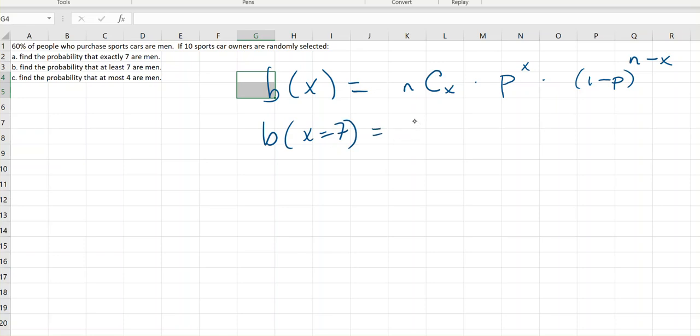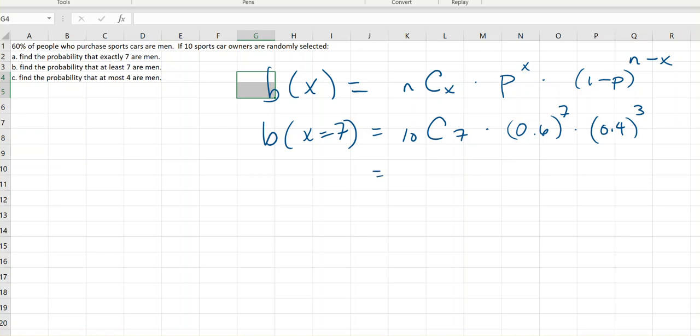This will be 10, which is the number of times that you do the experiment, 10 sports car owners. You randomly select that from there. And you want 7 to be successful in this experiment, and to be successful means that you guess that there will be 7 men. Times, the probability of success will be 0.6 to the power of 7. That's the x. Times 1 minus p, or 1 minus 0.6, which is 0.4, to the power of 10 minus 7. 10 minus 7 is 3.